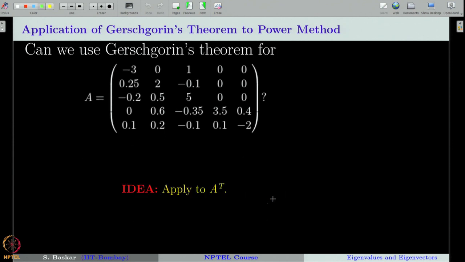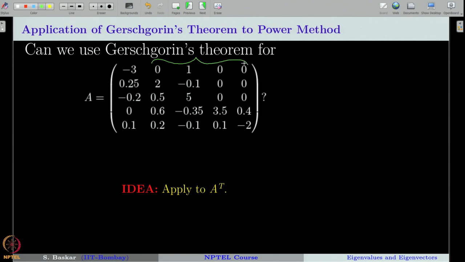Now, what is the idea? Should we give up, or is there any other way to check the hypothesis of the power method through the Gerschgorin theorem? Well, there is a nice idea: why not apply the Gerschgorin theorem to A transpose? Why? Because the eigenvalues of A and the eigenvalues of A transpose are one and the same. Therefore, we can also apply the Gerschgorin theorem to A transpose and see if that gives us good information. If so, then that can be borrowed to conclude how the eigenvalues are located for the matrix A itself, right?